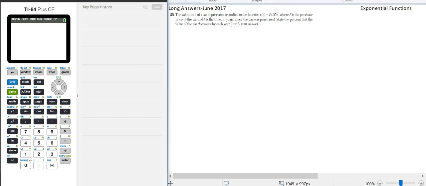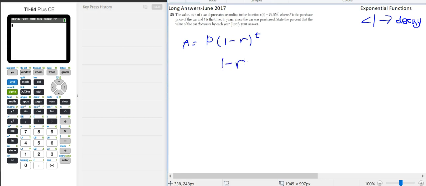So we know that this is exponential decay because in the parentheses we have a number that is less than 1. So we're going to write out our exponential decay function. Our exponential decay function is A is equal to P times 1 minus R to the T. And we want to know what the value of the car decreases by. We want to know what is R, what is the rate. So we know that we have 1 minus R, and that is equal to whatever's in the parentheses over here, which is 0.85. And now all we have to do is solve for R.